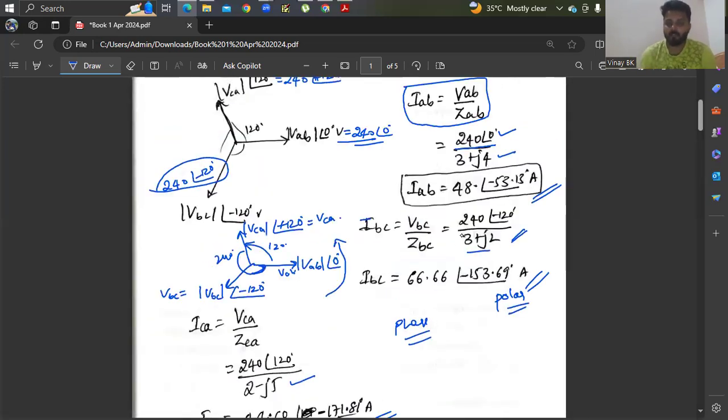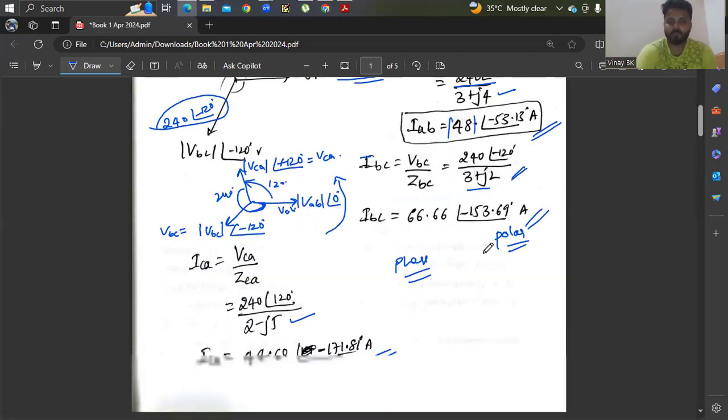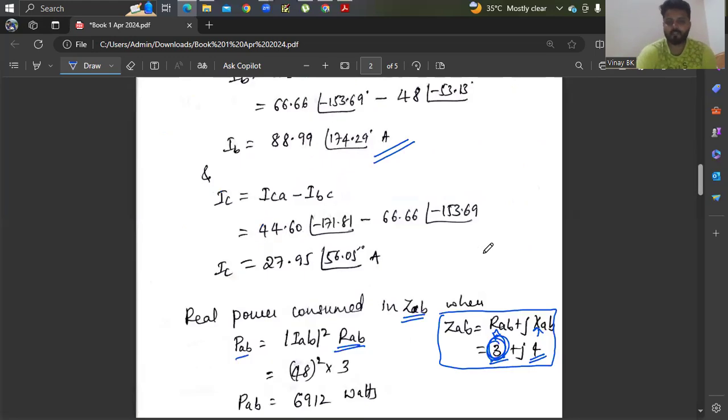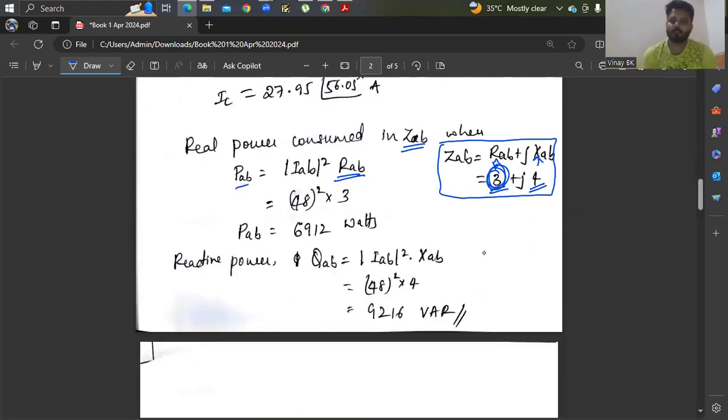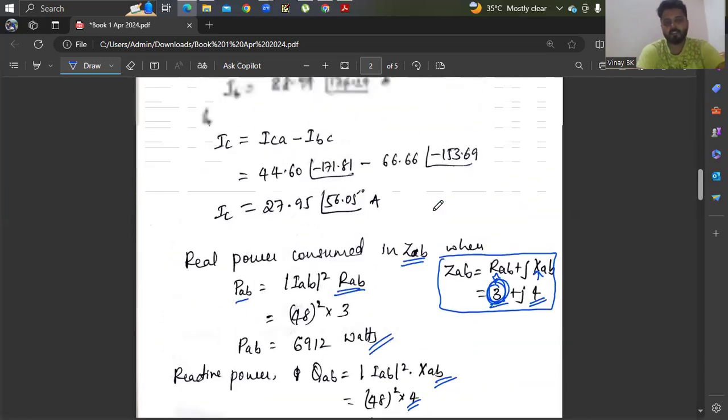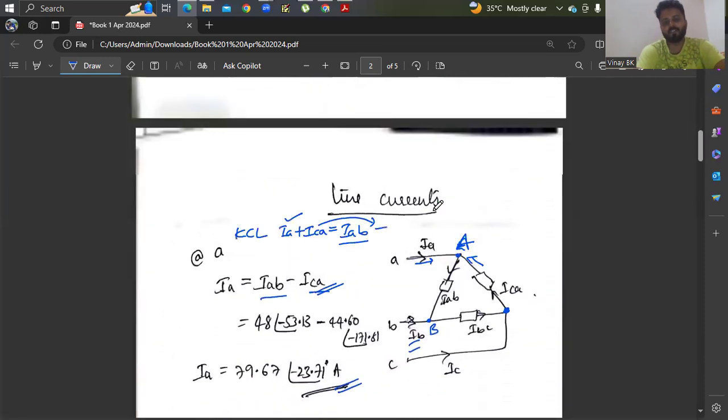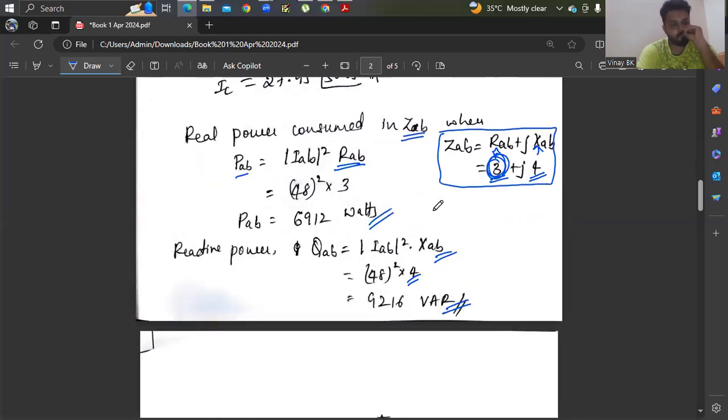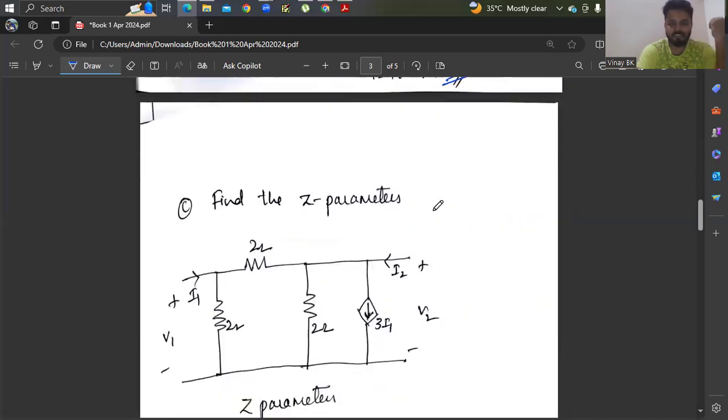IAB has a magnitude of 48. Therefore, 48 squared into 3, you get 6912 watts. Similarly, reactive power is the magnitude of IAB squared into XAB, which is 4, so you get 9216, with VAR as the unit. So this is about question number 9A. Just take a screenshot and practice. It is very easy. Similarly, now they asked question number 9C.